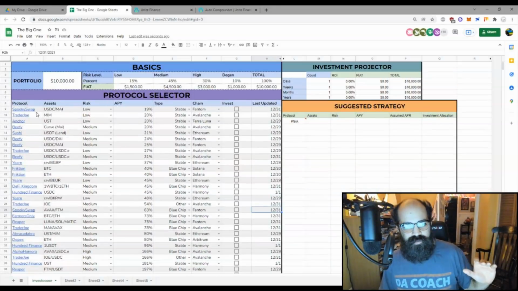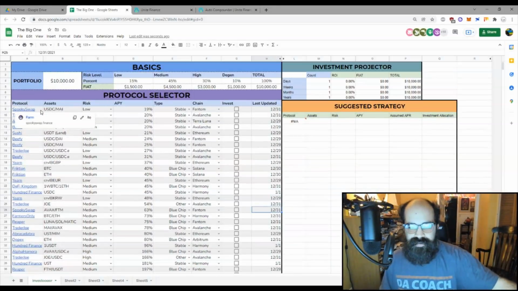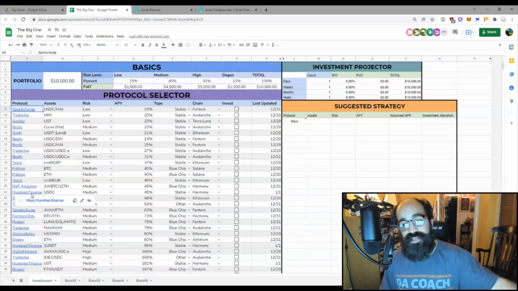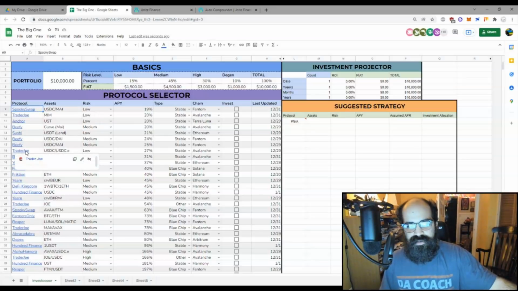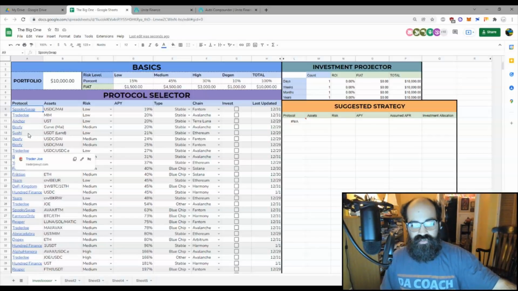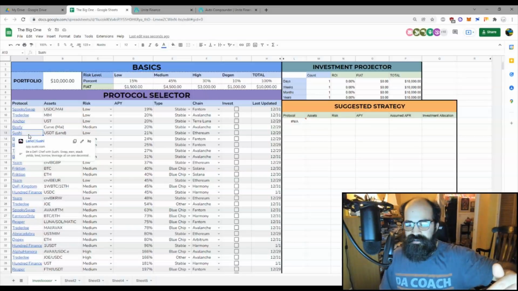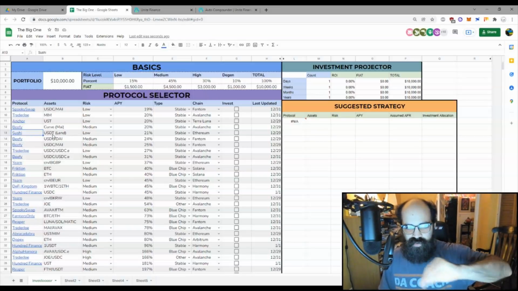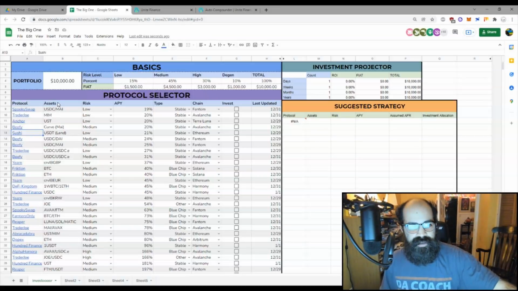So anyways, that's the date updated. But let's just go through what's going on from the left to the right. The left has a link to the protocol. Some of these links will take you straight to where you're supposed to invest. Some of these links will take you to the basic protocols. This one will just take you to Trader Joe, whereas some of them may take you straight to the lending portion of Sushi, where you can go straight to lending USDT here.